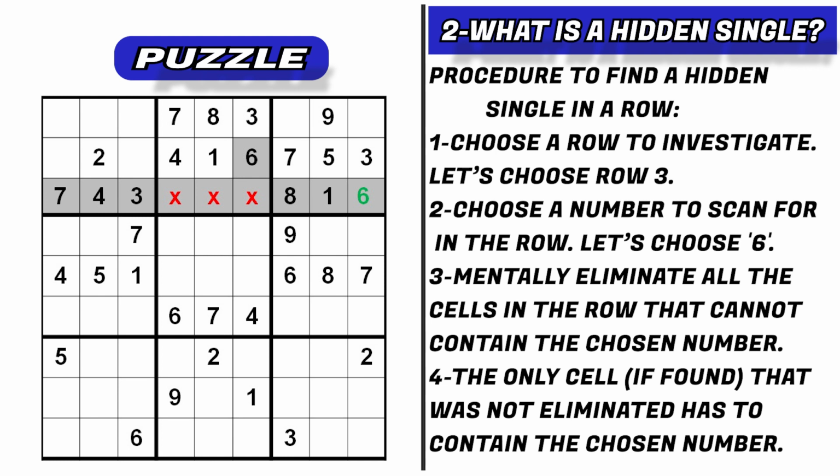In our case, 6 cannot be in the first cell of row 3, obviously because there's already a 7 in that cell. It cannot be in the second cell either, as it already contains 4. It cannot be in the third, or fourth, or fifth, or sixth, or seventh, or eighth cell. The only cell left that can contain 6 is the 9th cell of row 3. Therefore, we will place 6 in that cell.